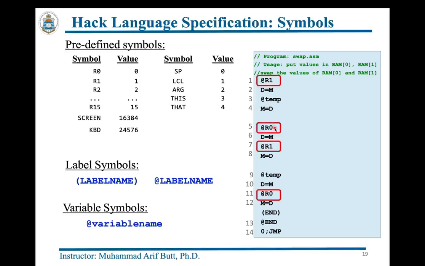Now let us talk about the second category of symbols called labels. These are user defined and serve to mark the destination of go-to commands. In hack assembly, a label is declared by putting its name within parentheses, and later it can be referred to by preceding the label name with @ in the A instruction.